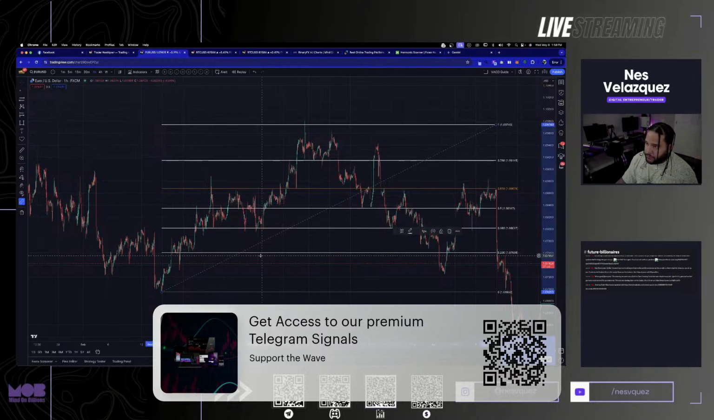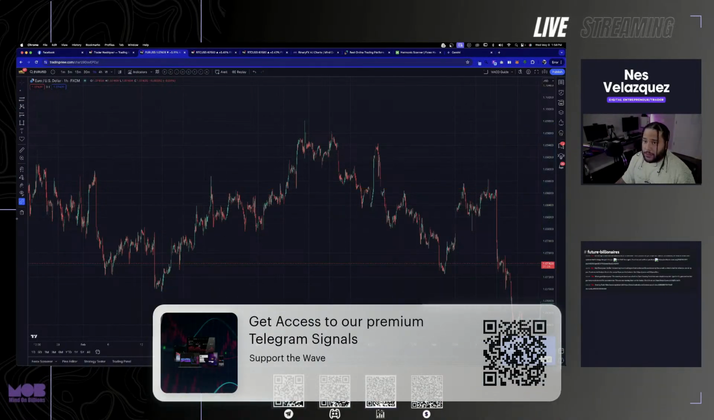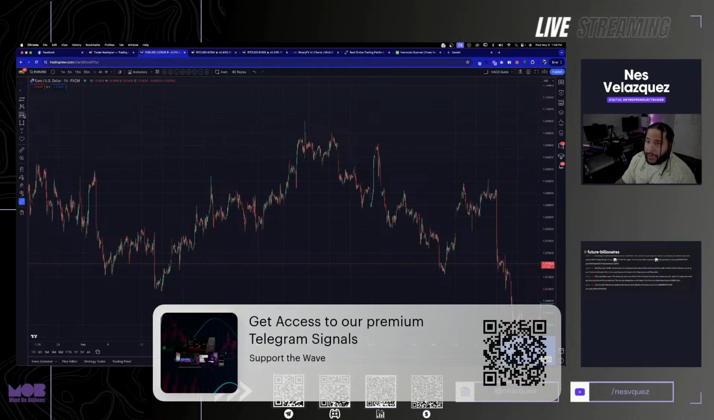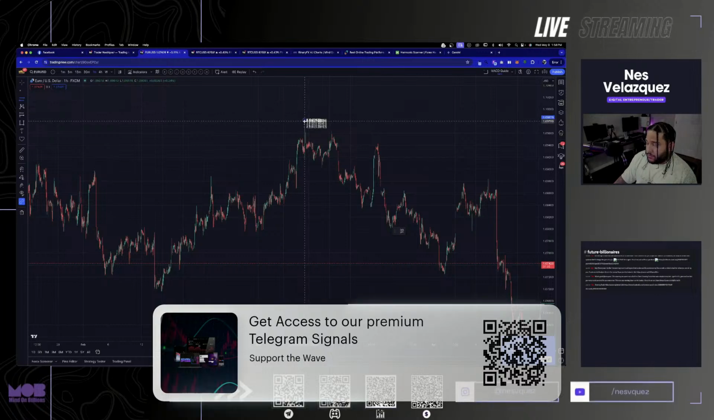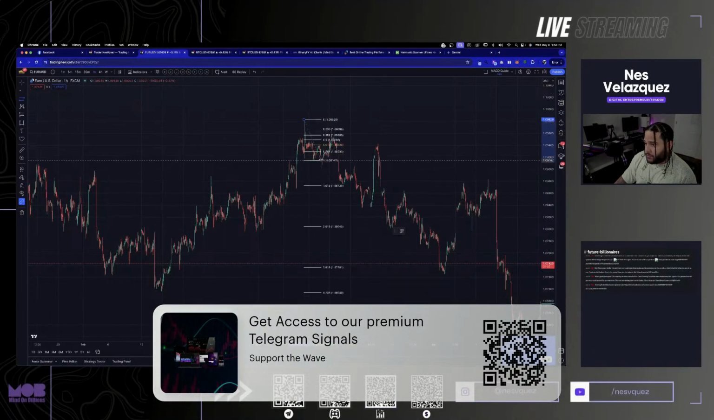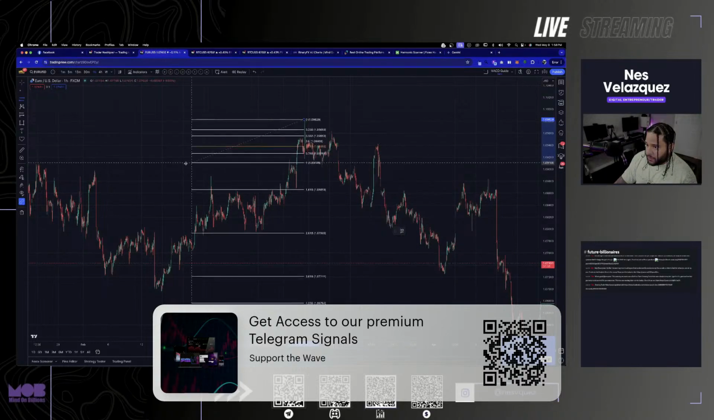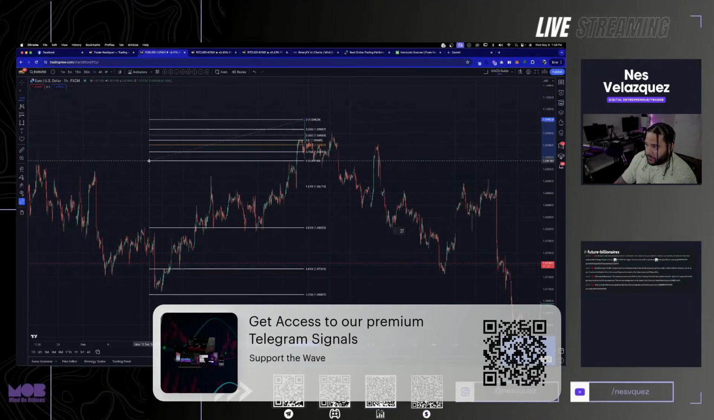Now, let's take this out of the way and let us use the Fibonacci retracement tool going the other way. Looking at this right here.